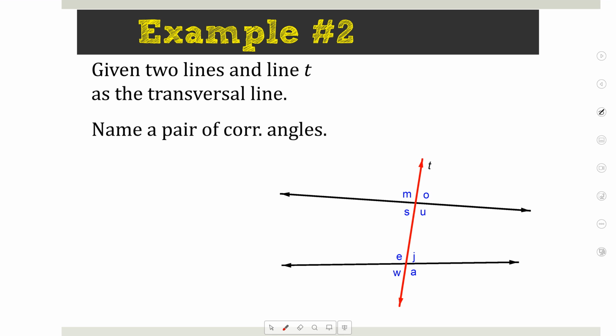I'll give you a hint. They're in the same corresponding location. No, pairs. I just need 2. Back up. M and E, M and E is 1. Upper left, upper left. Keep going.